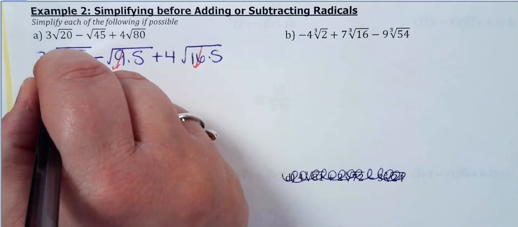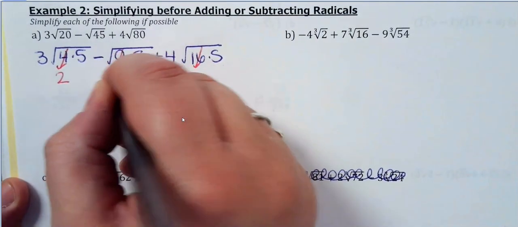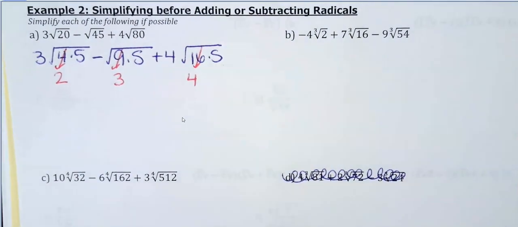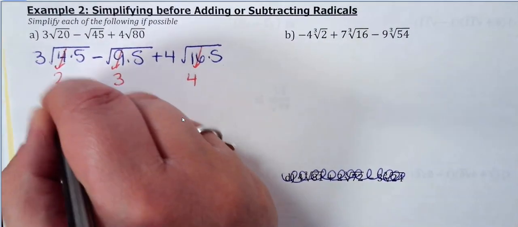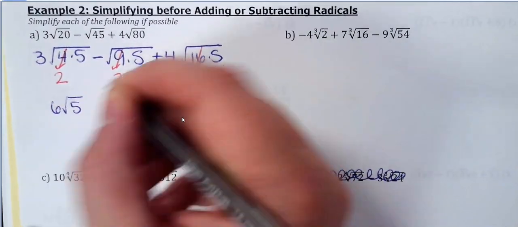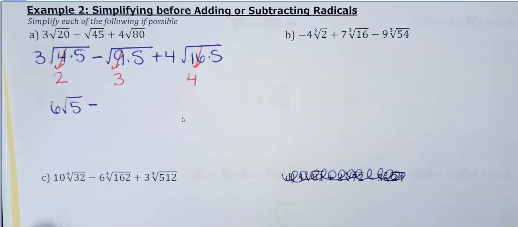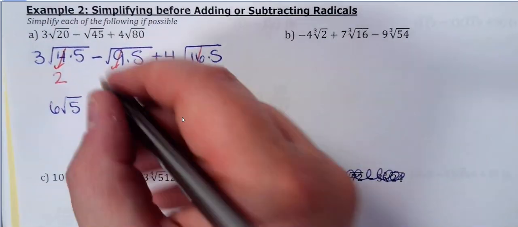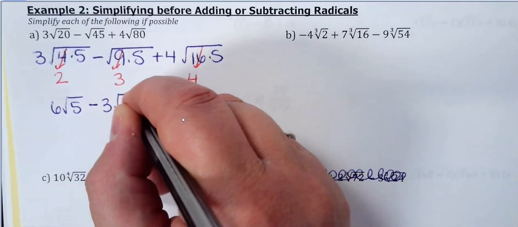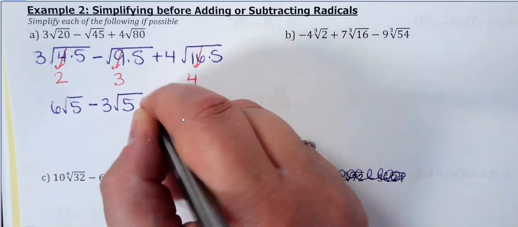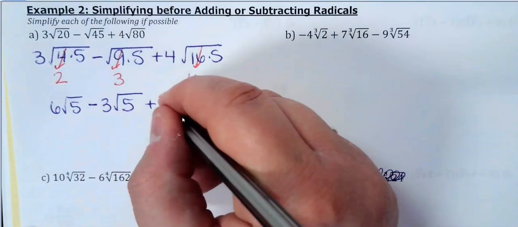So the square root of 4 is 2, the square root of 9 is 3, the square root of 16 is 4. I'm just removing any perfect squares to simplify those radicals. This first term, 3 times 2, we're going to have 6 roots of 5. Now I just have a subtraction sign in front of this next term, so we're just going to take that 3 that we can take from the square root of 9 and put that in front, so minus 3 roots of 5.